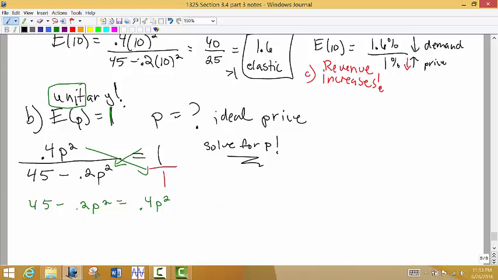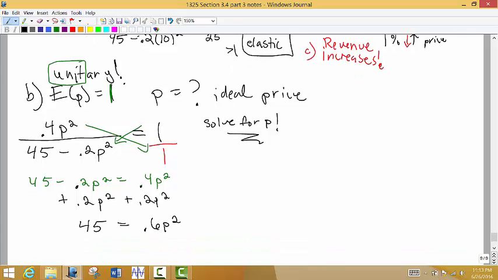Alright, a couple of different ways we can go about solving this. This is a quadratic equation. I'm going to go ahead and just add 0.2 P squared to both sides of my equation to get that P by itself. So we end up with 45 equals 0.6 P squared. And then I'm going to divide both sides by 0.6. Let's see, when I put that into my calculator, I end up getting 75. And of course these are going to cancel. That's equal to P squared.